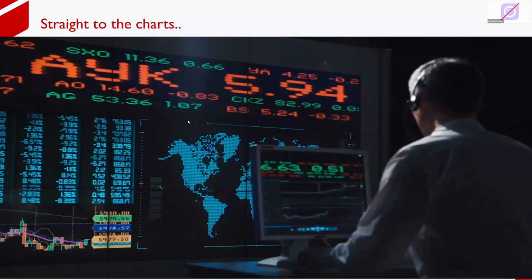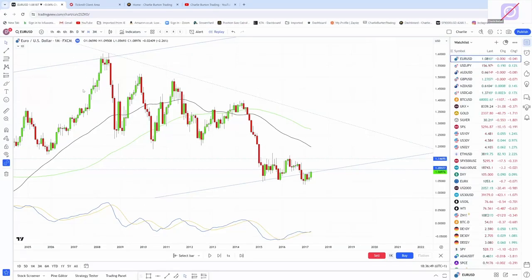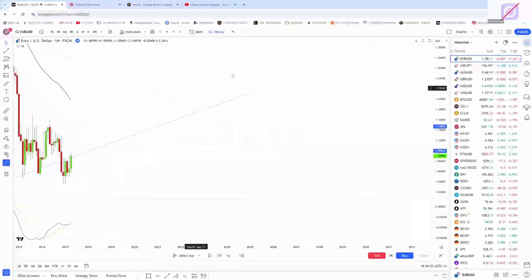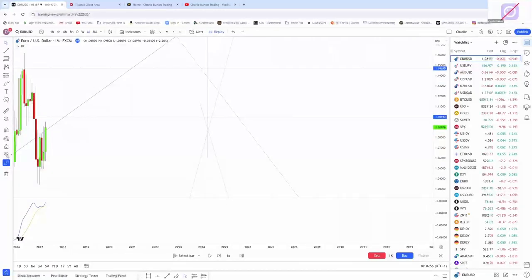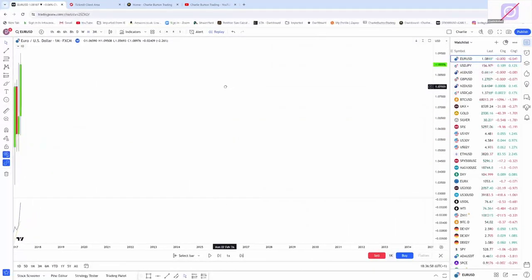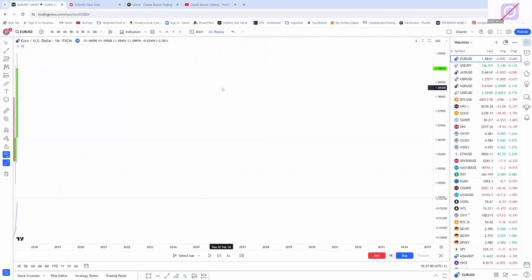Right, let's get into this then. So let's get rid of the charts and the screenshot and bring up the charts. What I'm going to do first of all is use a pen. I'm going to take some trend lines off of that chart. We're just going to put that to the side for a moment.